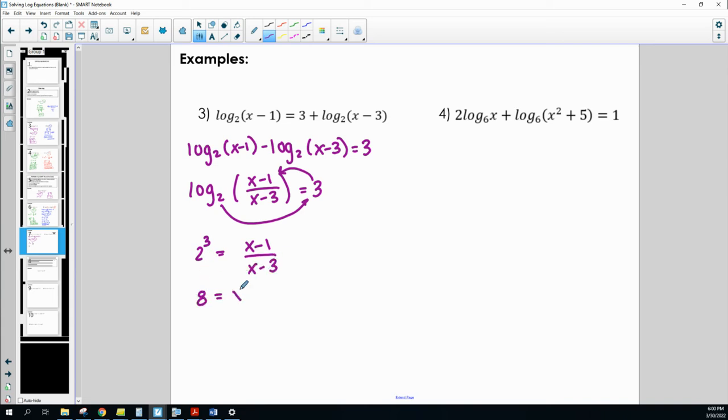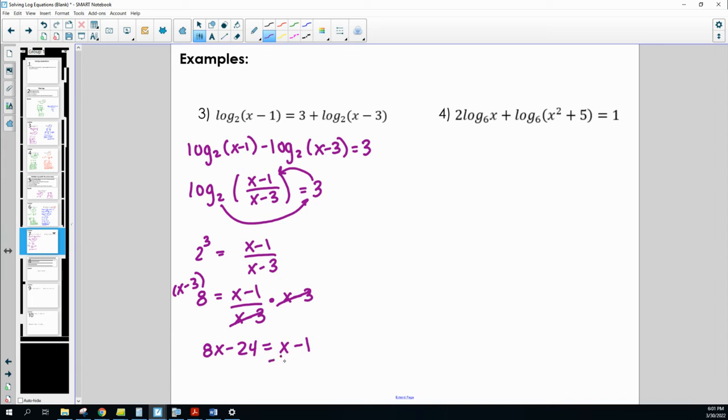So I have this set up now. And I want to get rid of the x minus 3 in the bottom. I don't want to have a fraction. So what I'm going to do is multiply by x minus 3, which will cancel that out. And I also have to multiply by x minus 3 on the left. So I'm going to make sure I distribute that 8. So this is actually going to be 8x minus 24, and that's equal to x minus 1.